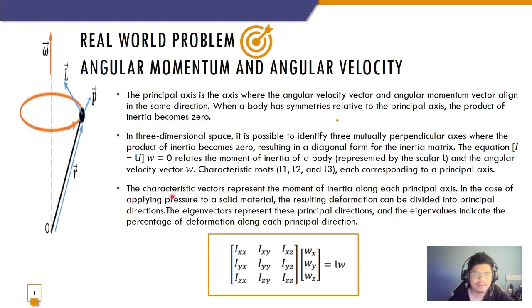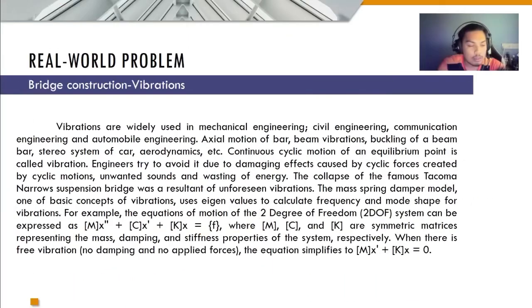In the case of applying pressure to a solid material, the result of the deformation can be divided into principal directions. The eigenvectors can represent these principal directions, and the eigenvalues can indicate the percentage of deformation along each principal direction. That is all from me. Thank you.